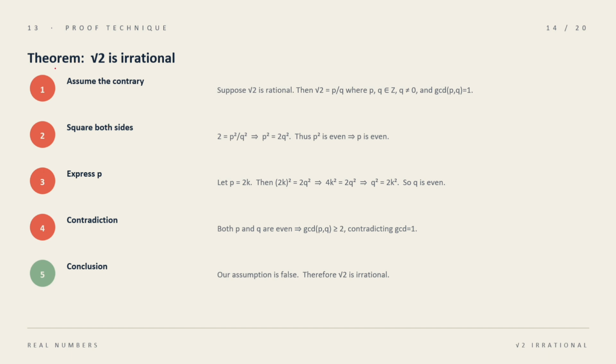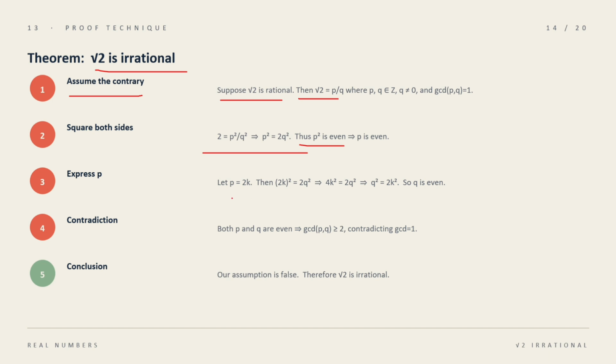And after that, the conclusion: root 2 is an irrational number. Assume the contrary. Suppose root 2 is a rational number, then root 2 can be represented in the form of p by q. Squaring both sides, 2 is equal to p square by q square.